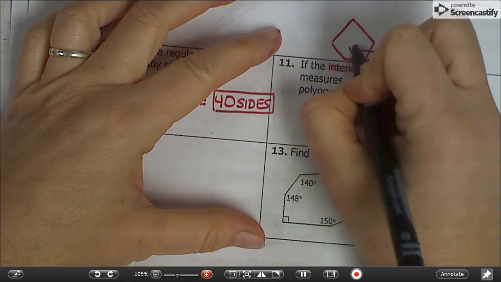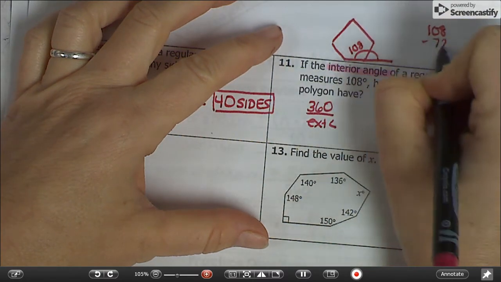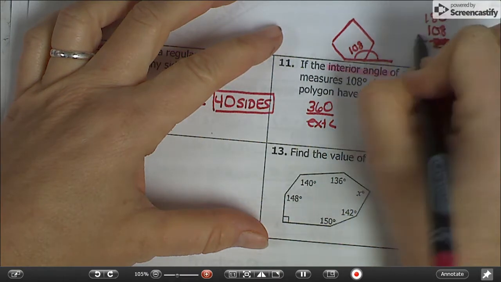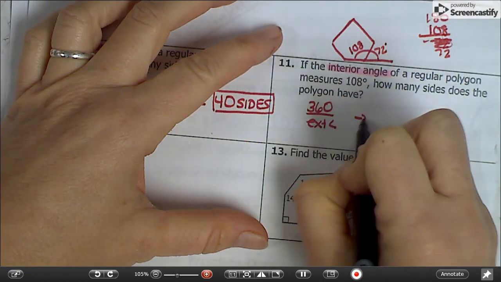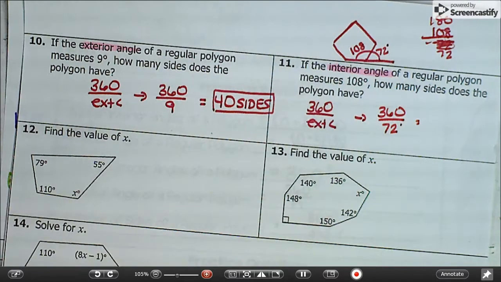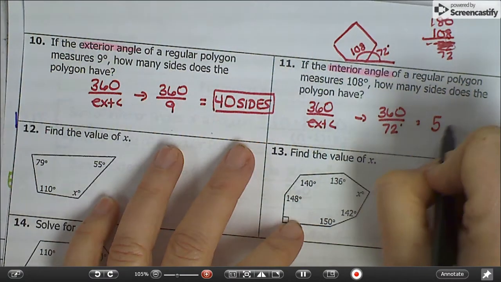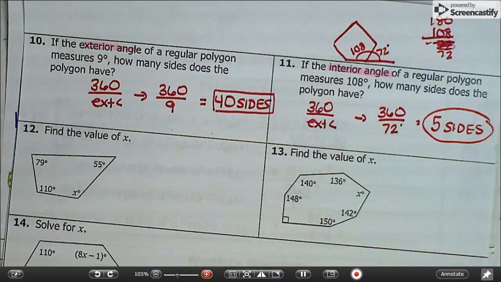If this one's 108, then this one needs to be 180 minus 108. Oops, I just totally did the answer there. 180 minus 108 is 72. So the exterior angle is 72 degrees. So this one has a little extra step, but no big deal. Oh, it actually is a pentagon. All right, this I recommend highly.